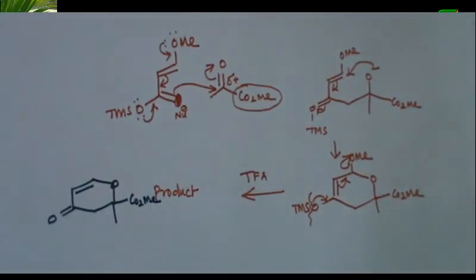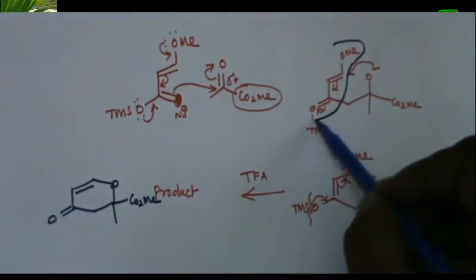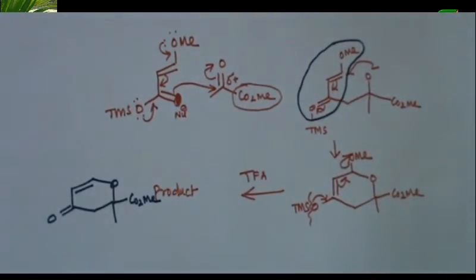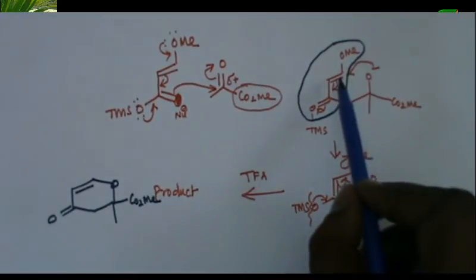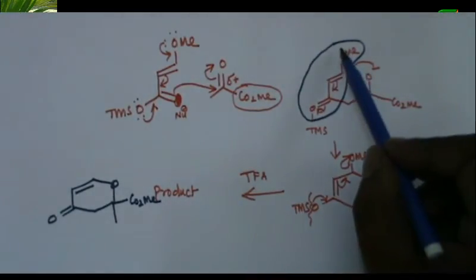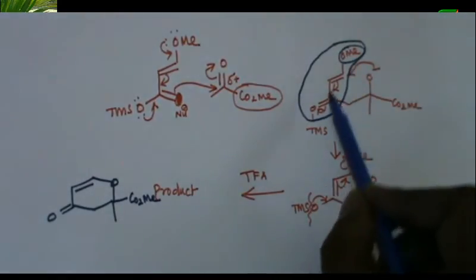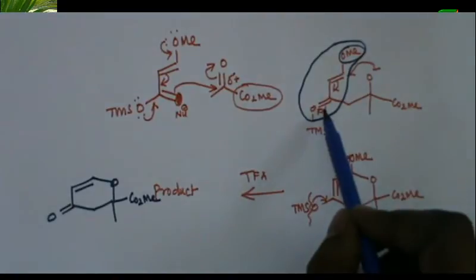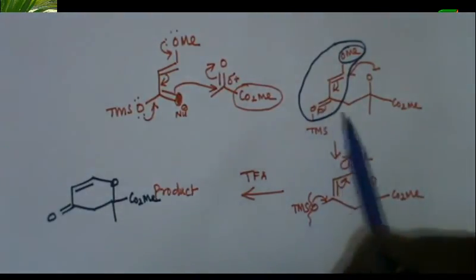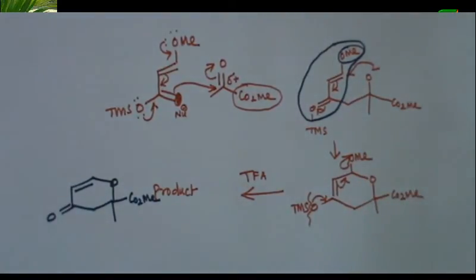One more thing to note in this mechanism is this particular moiety. This moiety is known as push-pull alkene. That means this OMe, since it is electron donating, pushes the electron to the carbonyl. Since the carbonyl is electron withdrawing, it is pulling the electron from the double bond. So that is why we call it push-pull alkene.